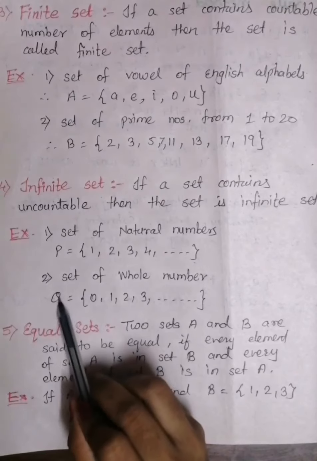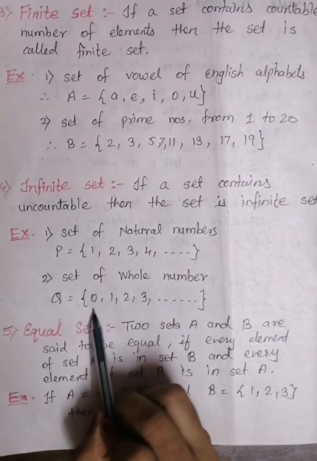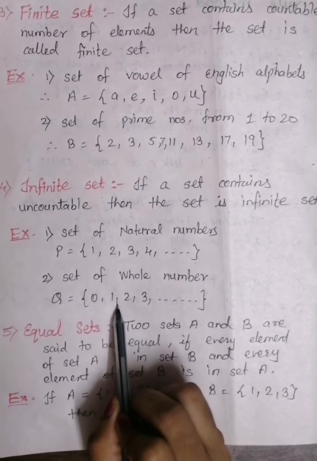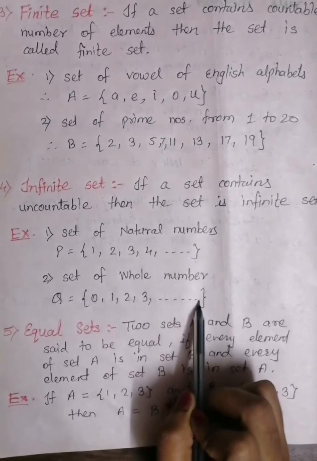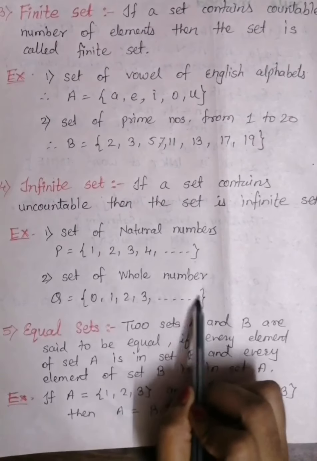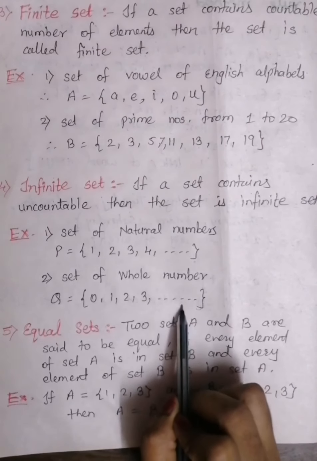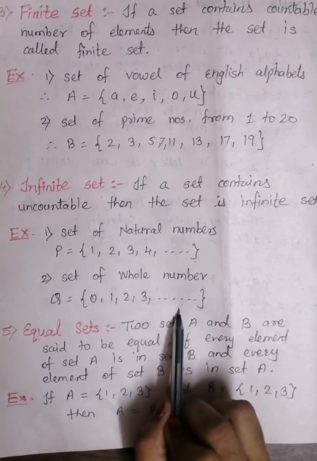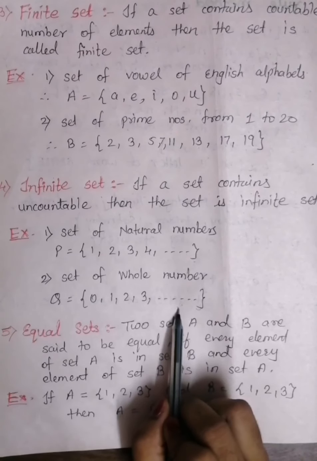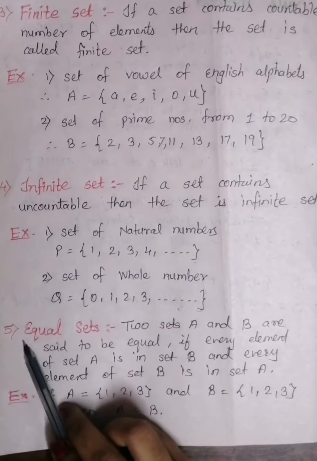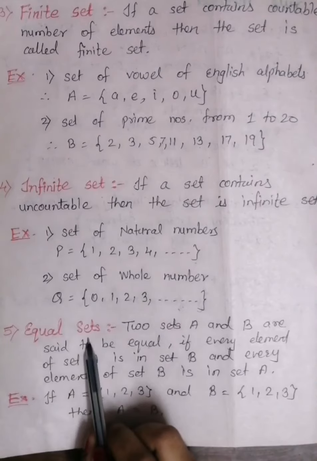Now come to the second example, the set of whole numbers. Take set Q equals curly bracket 0. We know that whole numbers start with 0, 1, 2, 3 up to dotted points and close the curly bracket. These dotted points denote that it is an infinite set, which means it's an uncountable set. Clear all of you?